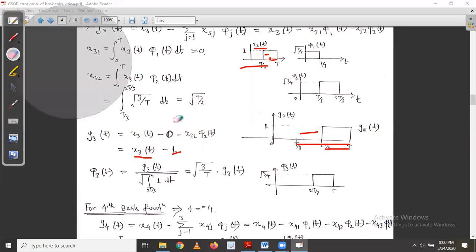Finally, what we'll have if I'm subtracting this minus 1, we are not writing anything, just in this way only. So g3t is this kind of expression.